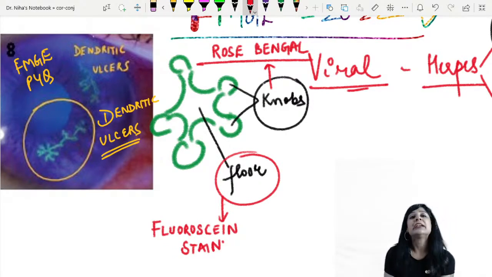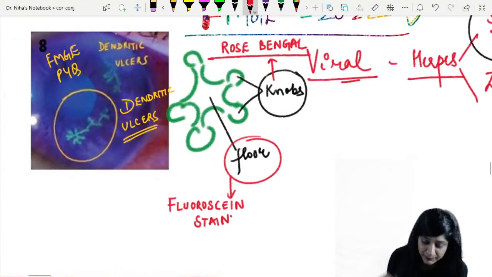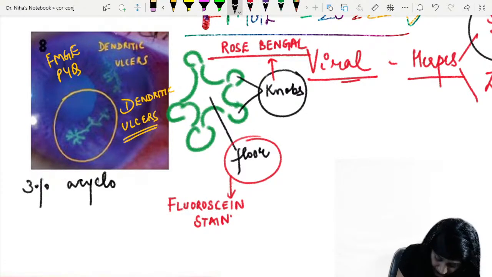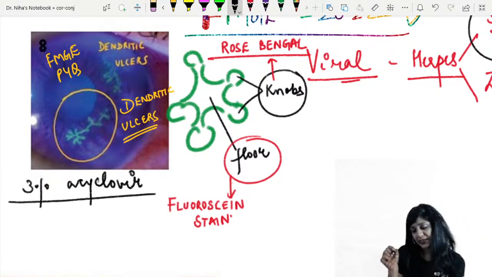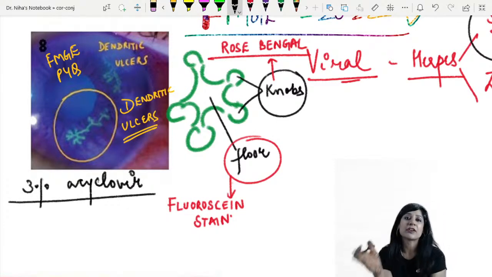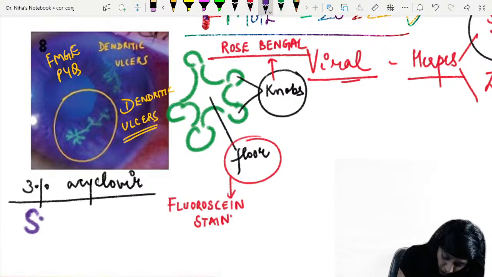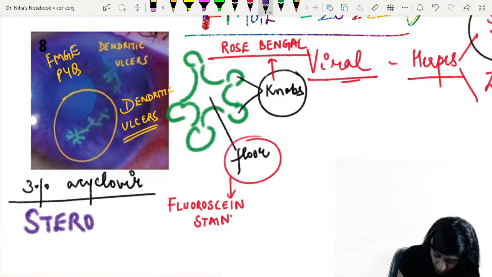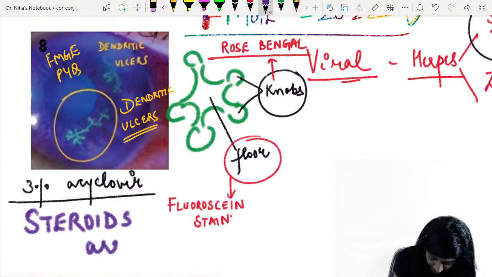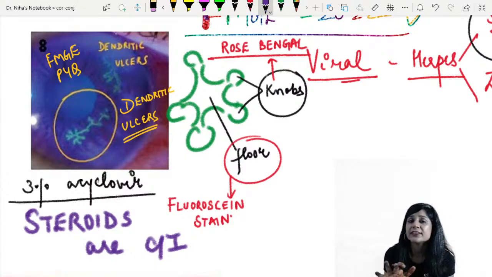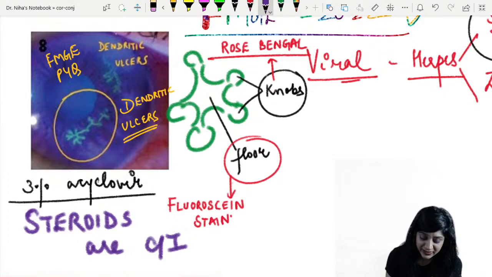Yes. So definitely, because it is viral, what we are going to give is 3% acyclovir. We are going to give 3% acyclovir. It is viral, so you have to give antiviral. But more important than that, you should know that steroids are contraindicated. More important than the treatment is what is contraindicated. Never give steroids whenever we have dendritic keratitis.